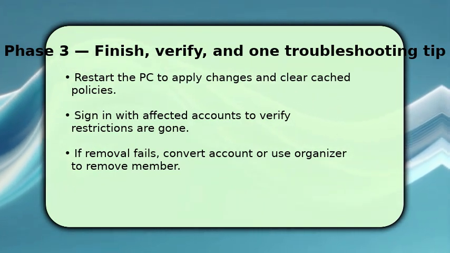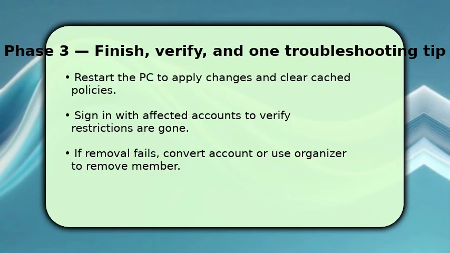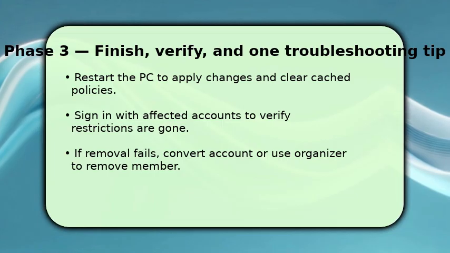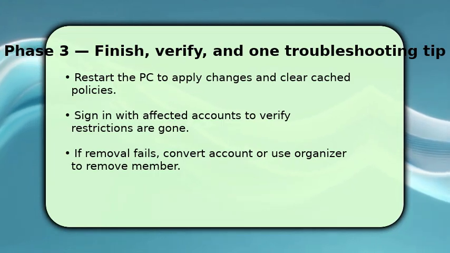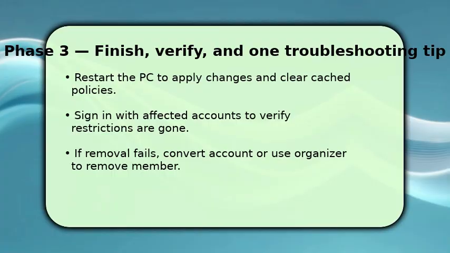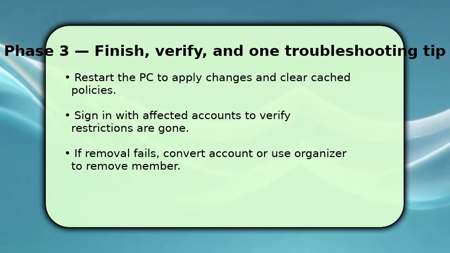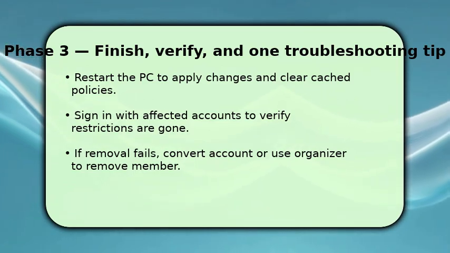If you still see enforcement, check the organizer's family settings again and remove the device from linked devices. As a key troubleshooting tip, if the account is a child account and won't be removed, convert it to an adult or ask the family organizer to delete the member online. Then repeat uninstall and restart.